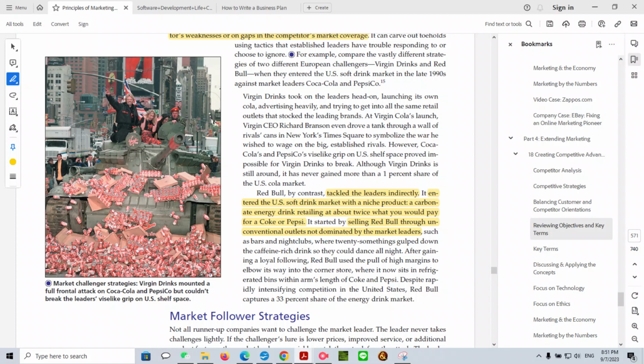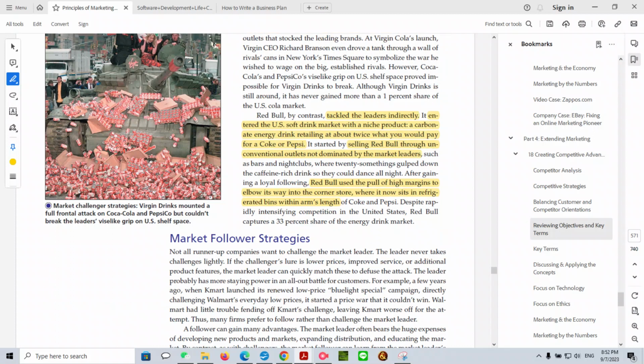where it now sits in the refrigerated bins alongside the Pepsi products. Despite rapidly intensifying competition in the United States, Red Bull captures 33% of the energy drink market. So that's their niche, that's the market niche. They're looking for their own niche as indirect competition.